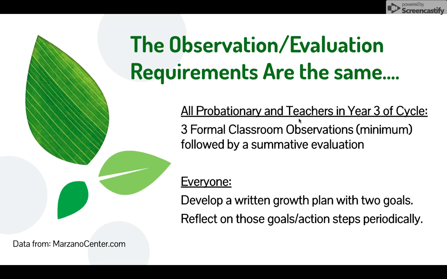The requirements themselves are the same. They have not changed. You still have 3 observations in a year. I mean, it could be more, but it is unlikely that it will be more. It's usually going to be 3. And everyone, even if it is not an observation year, develops a written growth plan with 2 goals.